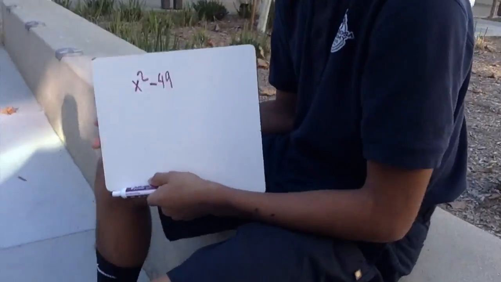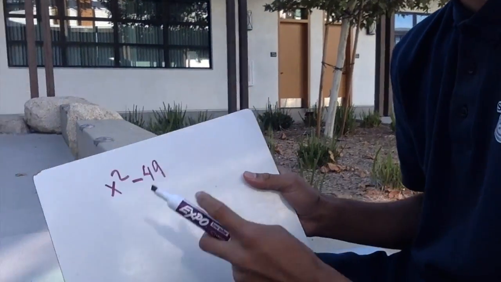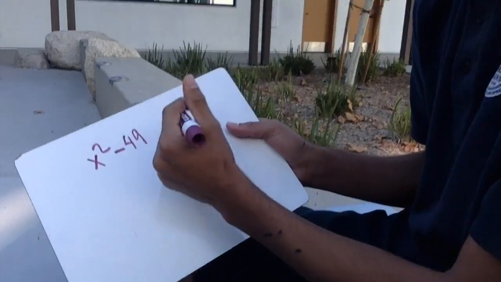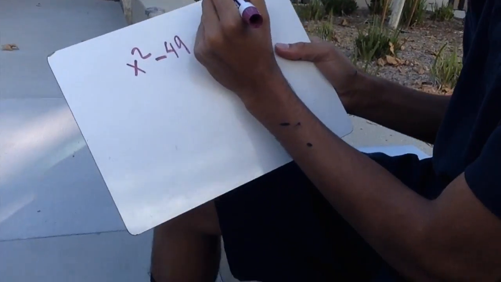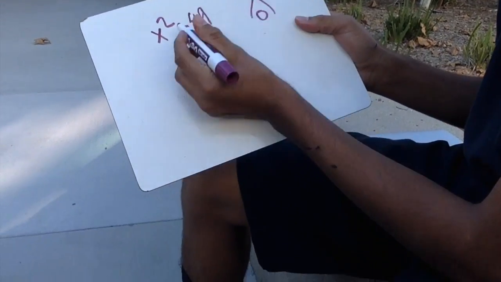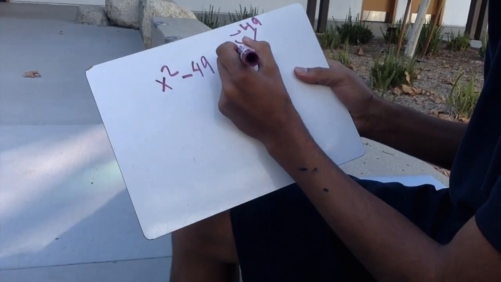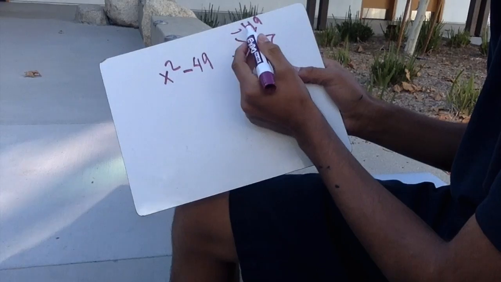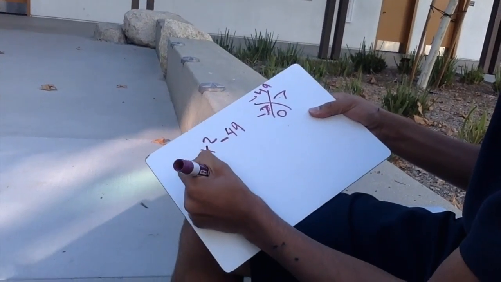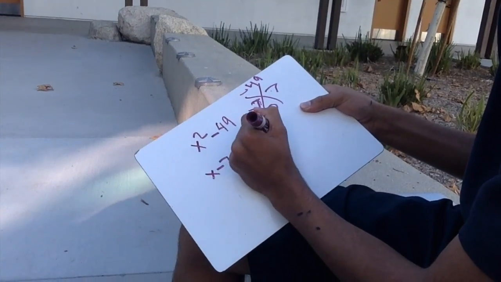Alright, so today we're going to solve x squared minus 49. So how you start is how you always start with the x. So you do negative 49 and 0 because there's no b. So you do negative 7 and 7 because that adds up to 0 and equals negative 49. So you do x minus 7 and x plus 7.